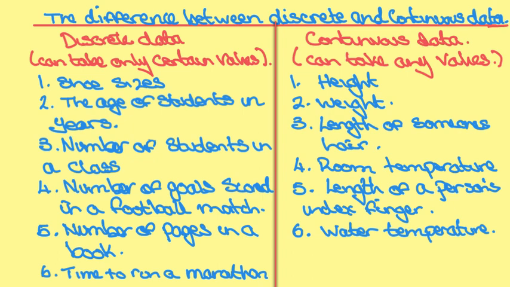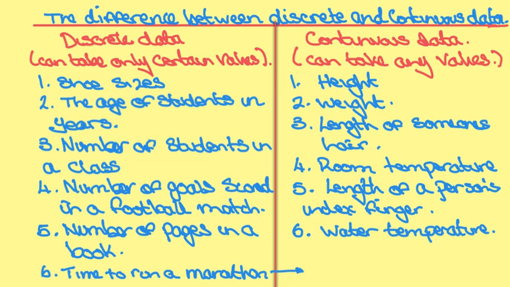So in summary, the difference between discrete and continuous data: discrete data can take only certain values. It is usually countable, and some examples are shoe sizes, the age of students in years, number of students in a class, number of goals scored in a football match, number of pages in a book, time to run a marathon, if it has been rounded. So the time to run in a marathon could be in both.